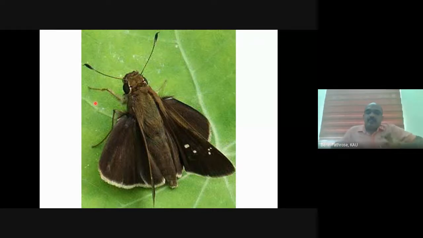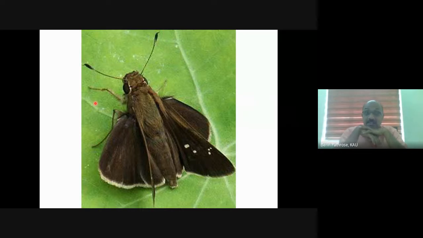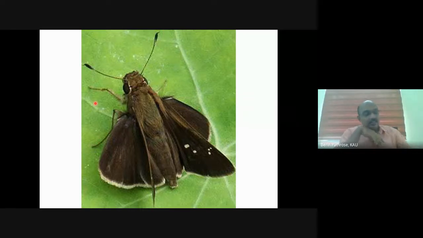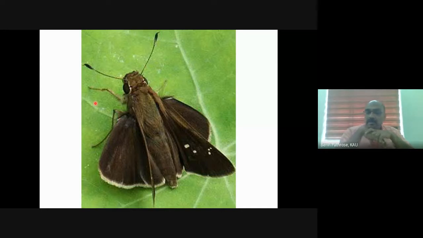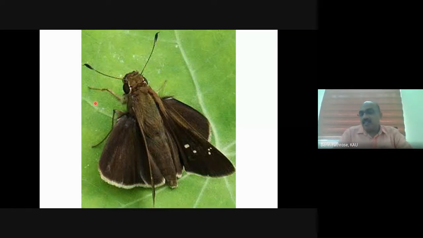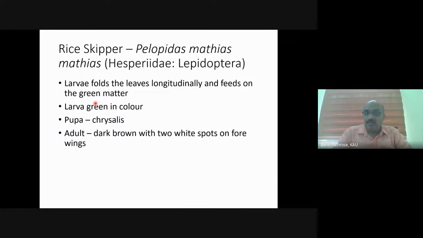The antenna is typical of this family, an antenna modification. Yes, good. Hooked antenna. So it is having hooked antenna. That's a peculiarity of this family Hesperiidae. The larvae is greenish in color and it feeds on the leaf by folding it. And the pupa is a chrysalis; usually the pupae of all butterflies, we call it a chrysalis. It's a very beautiful kind of pupa.